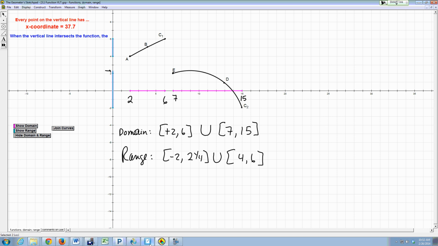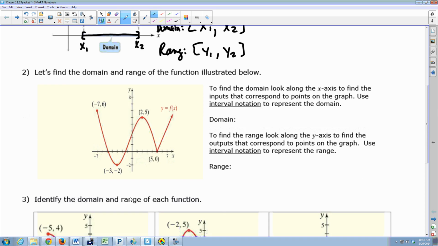Okay, so let's go back to our notes. What I'd like you to do, let's do this first picture here together. Find the domain and range of the function illustrated below. To find the domain, look along the x-axis to find the inputs that correspond to the points on the graph. Use interval notation to represent the domain. So let's look along our x-axis. Does this graph actually have a beginning point? A smallest value where you're beginning? Yep. What is it? -7, right, Brittany?